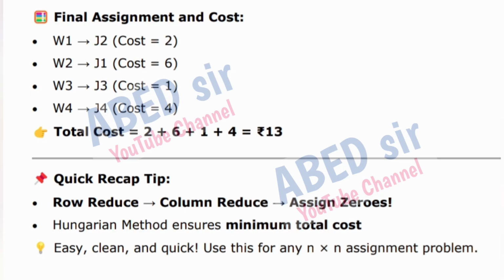Quick recap tip. Row reduce, column reduce, assign zeros. Hungarian method ensures minimum total cost. Easy, clean, and quick. Use this for any n times n assignment problem.